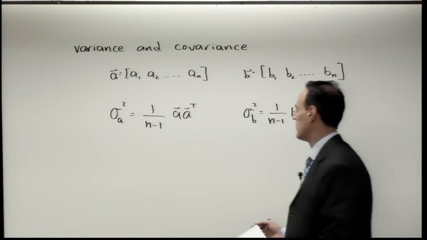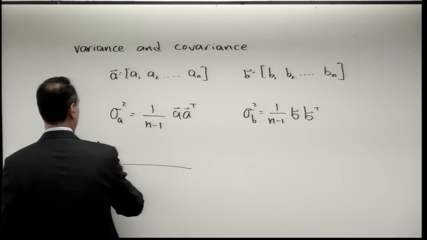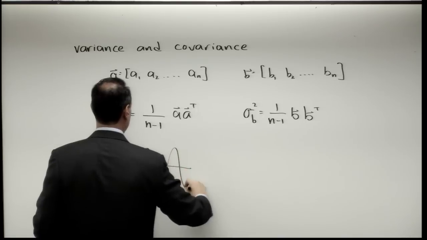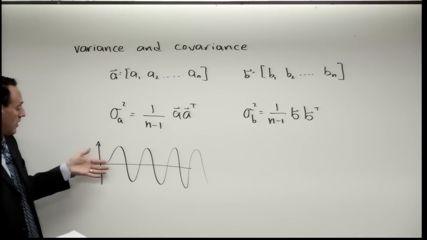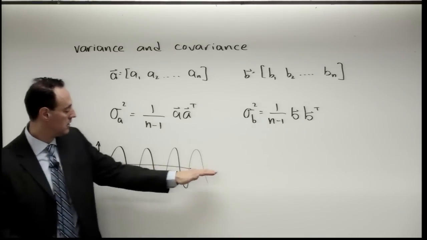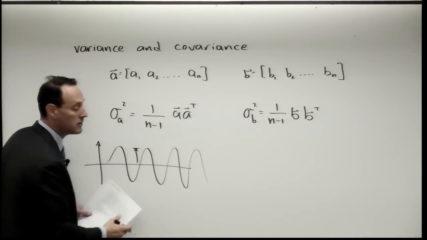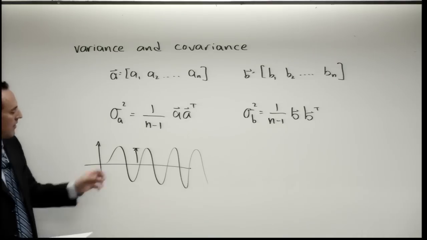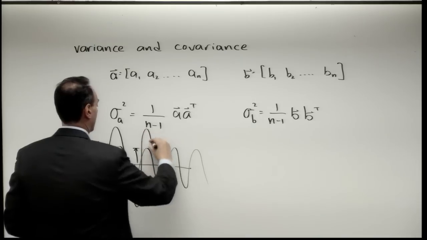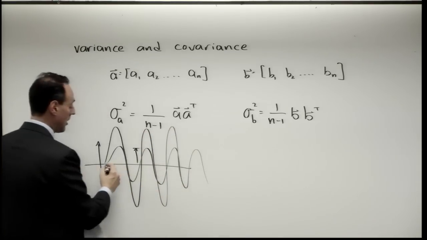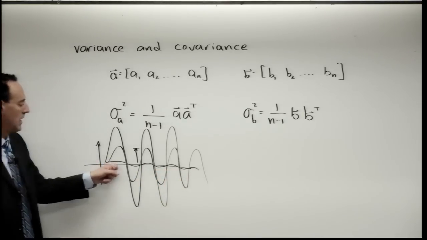Let me give you an example of something that might have high variance versus low variance. Suppose I have some signal like a sine wave. First of all, what is the mean of this thing? Well, it's zero. But the variance is related to how big my excursions are. If I have big excursions, lots of big oscillations, then I have a high variance. And you want to see a low variance? Right there. Small sine wave.